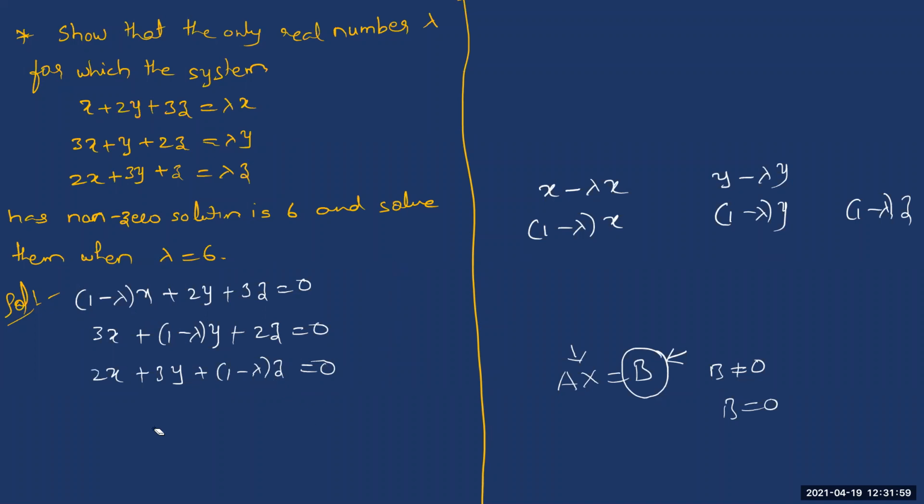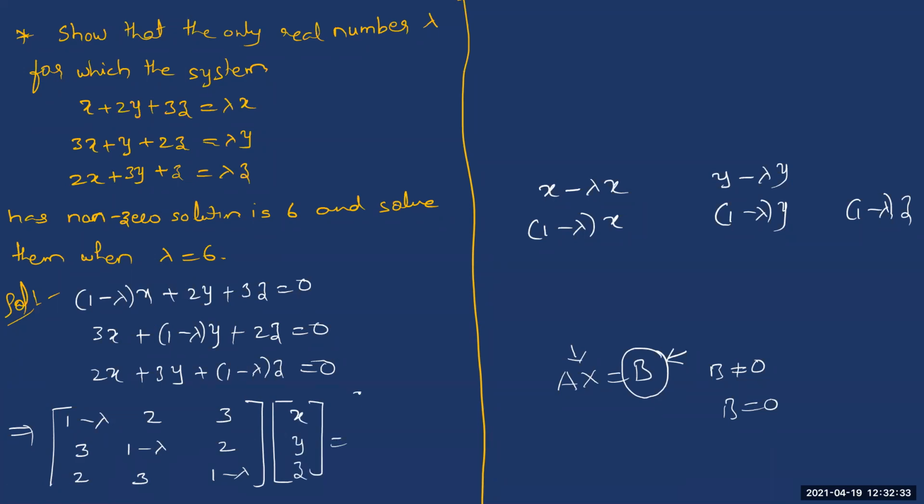Anyway, to find out whether it has a non-zero solution or not, we need to first write its matrix form, right? Can you tell me what is its matrix form? First, we'll write all the coefficients of x. In the first equation, it is 1 minus lambda, then 2, then 3. Then from the second equation, 3, 1 minus lambda, 2. Then from the third equation, it is 2, 3, 1 minus lambda. See, this is matrix A. Then the coefficient matrix is done. Solution vector, it is x, y, z. Then the right hand side values, these are zeros, right?